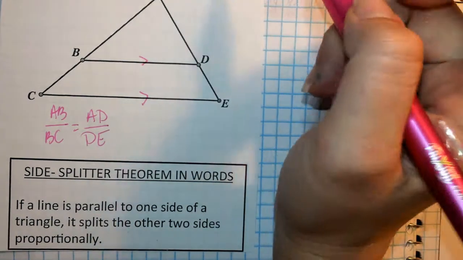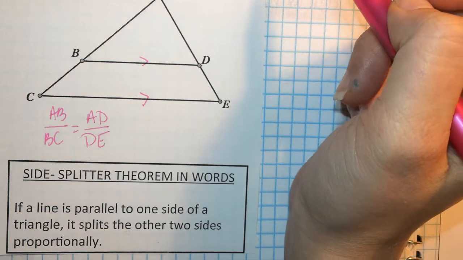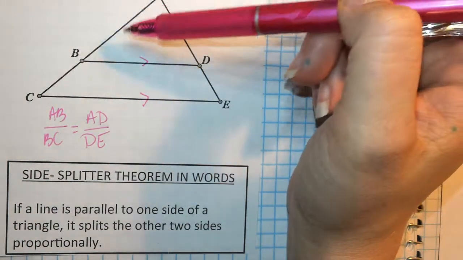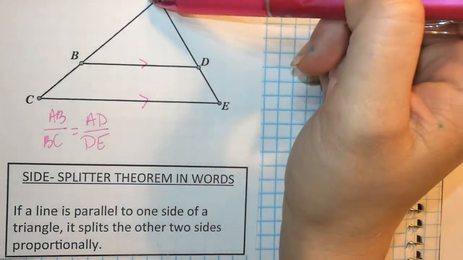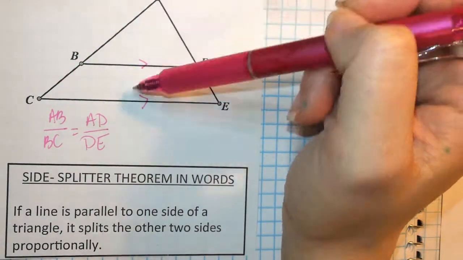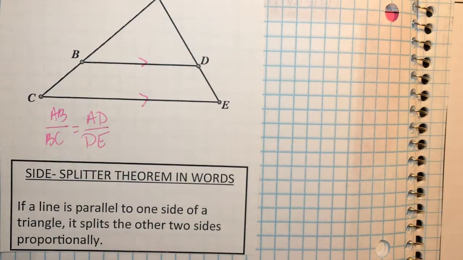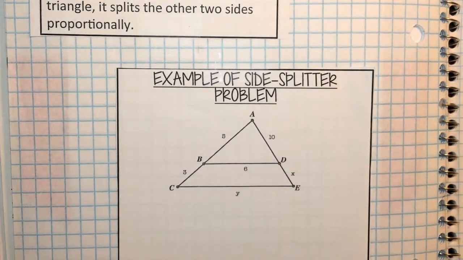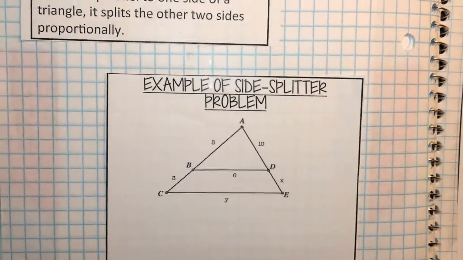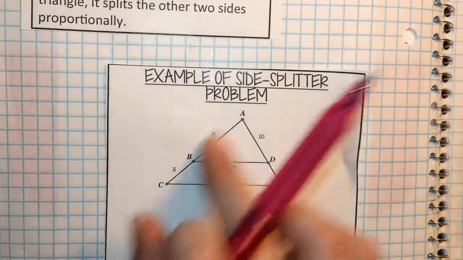You can also, fun fact, take these two sides, this whole side here. Well, let's talk about this in a minute. Let's go down here and look at this problem. So, let's look at this problem right here, and let's find x before we find y. Now, the first thing I would do is set up a proportion using these sides.